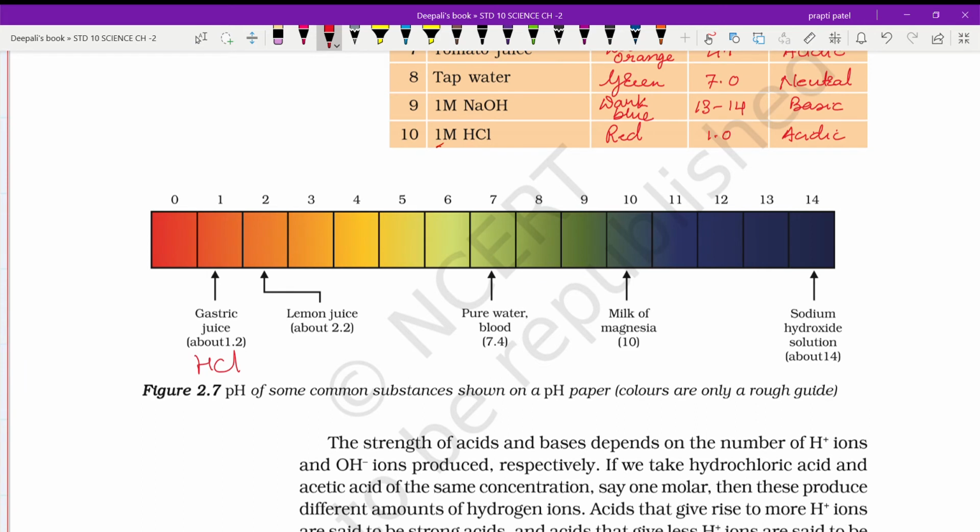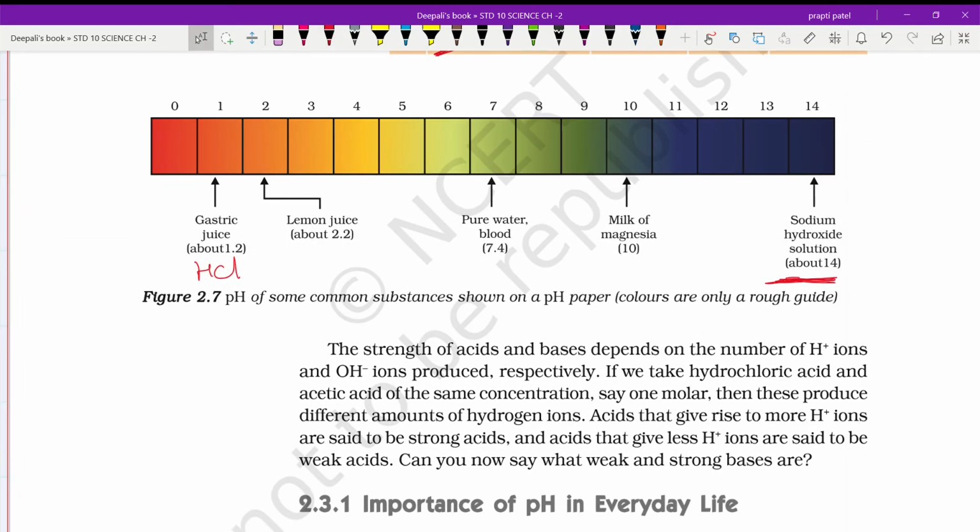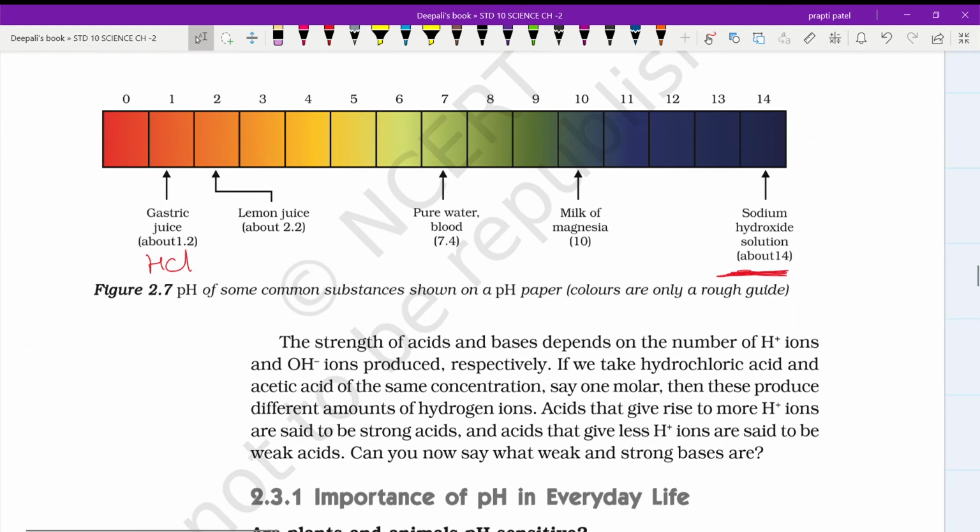Here the concentration is different, so they have a little bit of variation in the pH. Then lemon juice, pure blood, milk of magnesia, and sodium hydroxide, which is the highest basic substance. Now, the strength of acids and bases depends on the number of H+ ions and OH- ions, respectively.